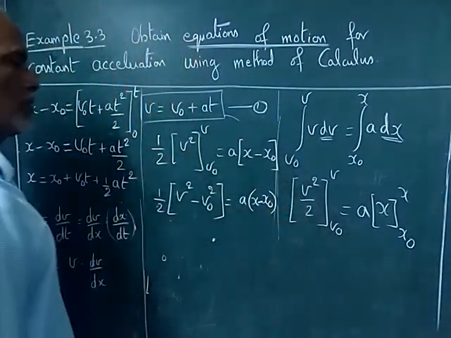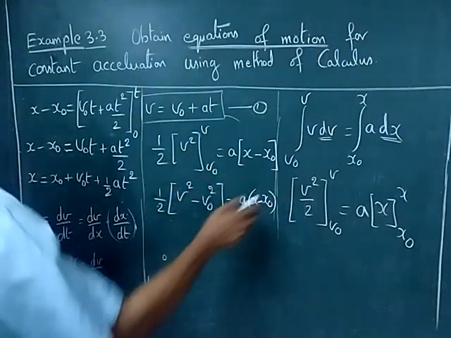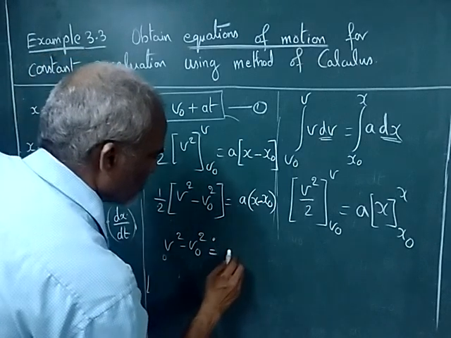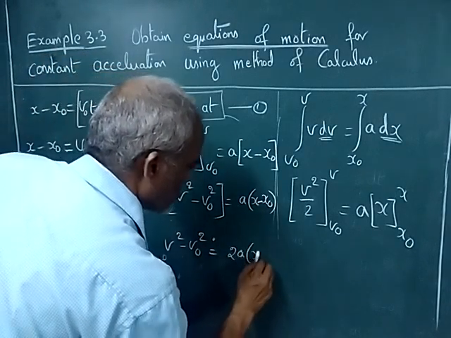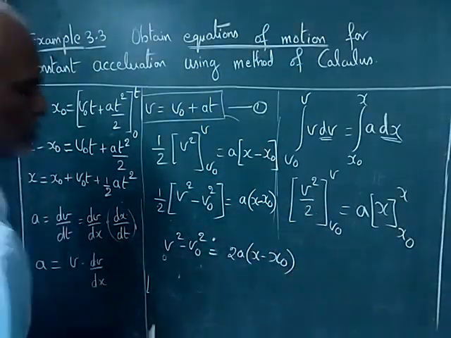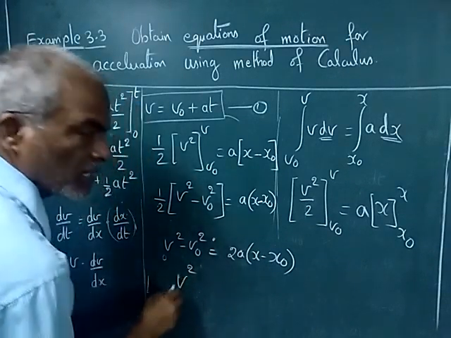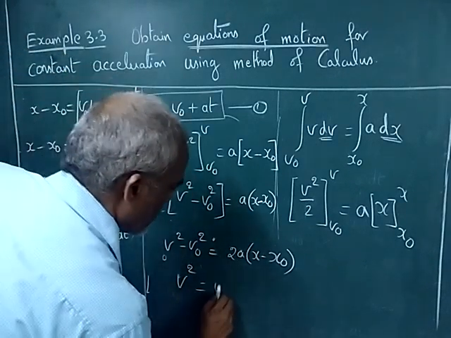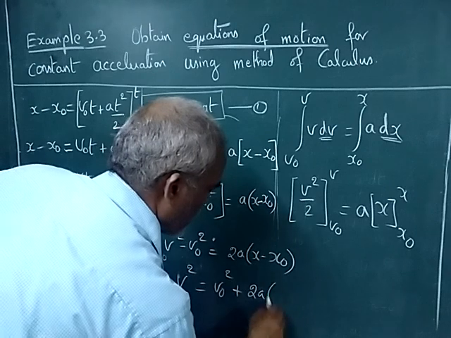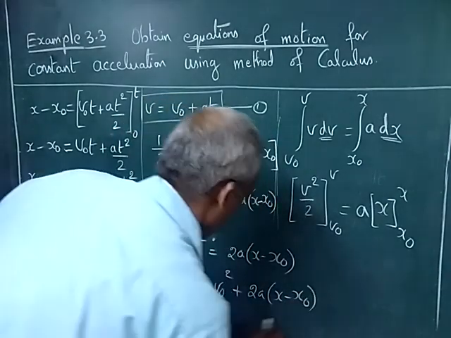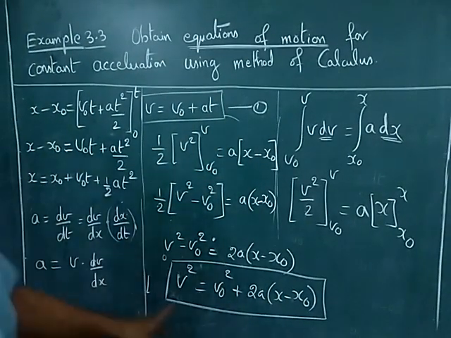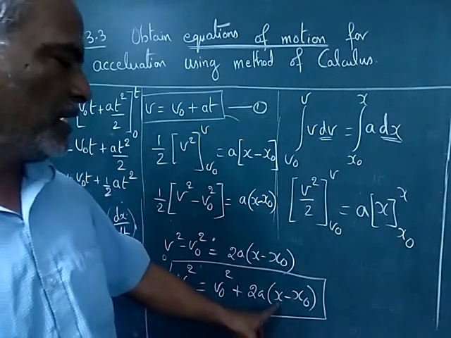x minus x0. Now bring this to the other side. So you will be having v square minus v0 square is equal to 2a into x minus x0. Okay. Now bring this v0 to the other side. So v square, that is final velocity square, is equal to v0 square, that is initial velocity square, plus 2a into x minus x0. So v square is equal to v0 square plus 2a into x minus x0.